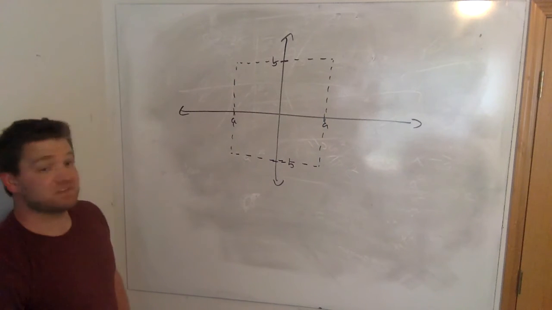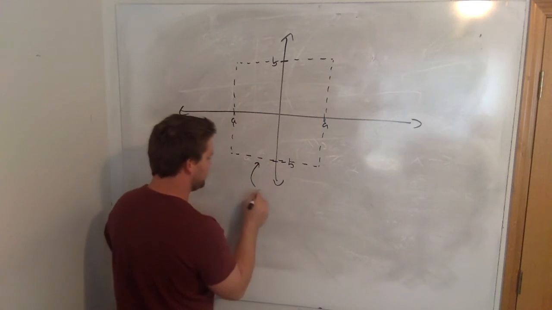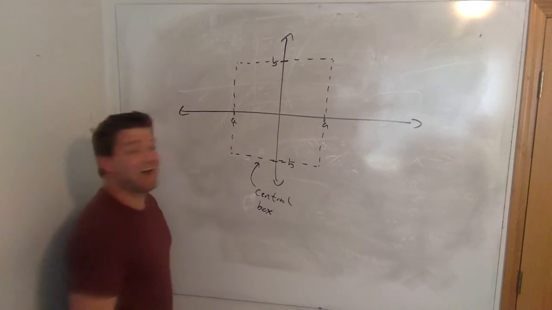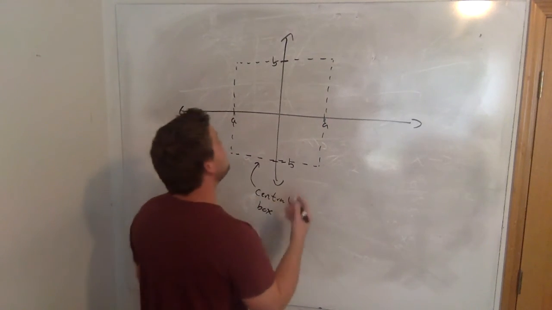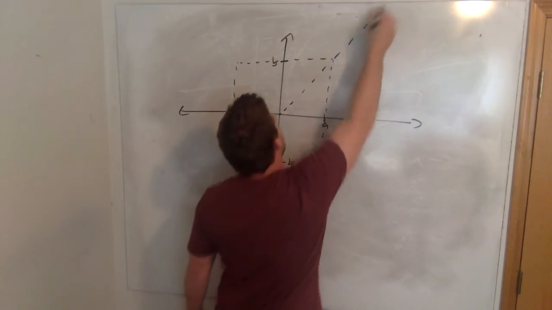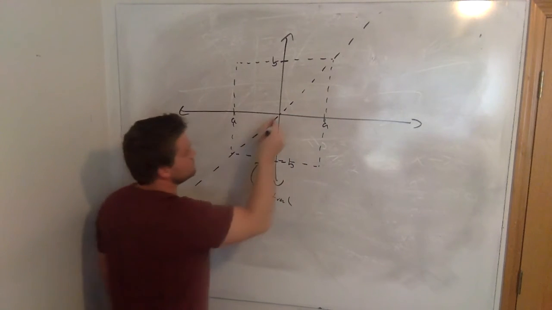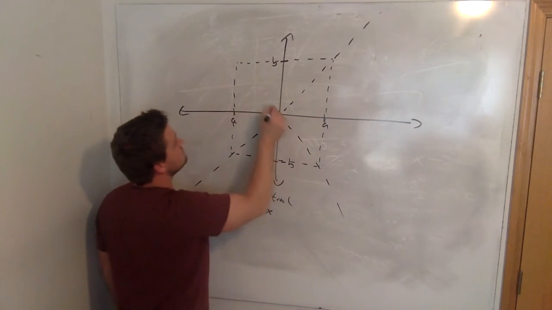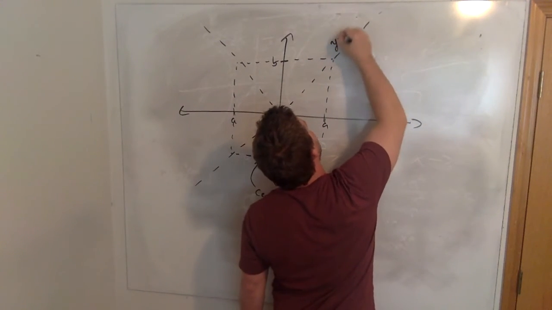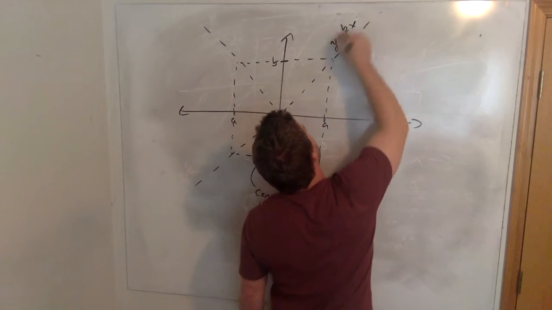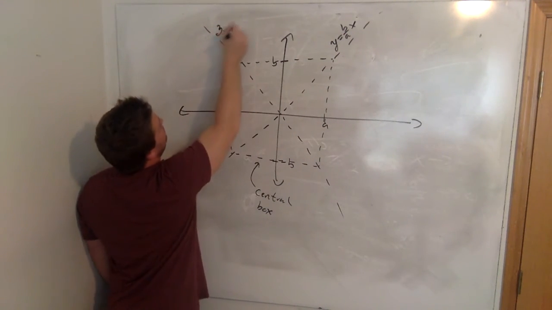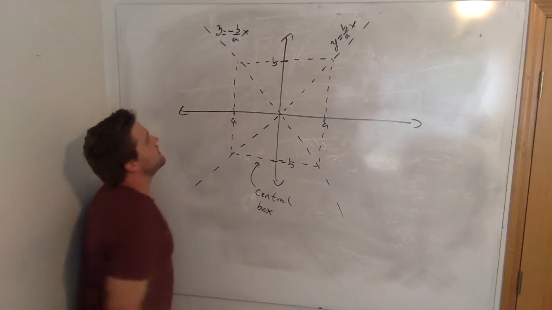And what's great about this central box is it guides our asymptotes. The asymptotes will always go through the corners of this box. The equation of this line is y equals b over a x. The equation of this asymptote will be y equals negative b over a x.